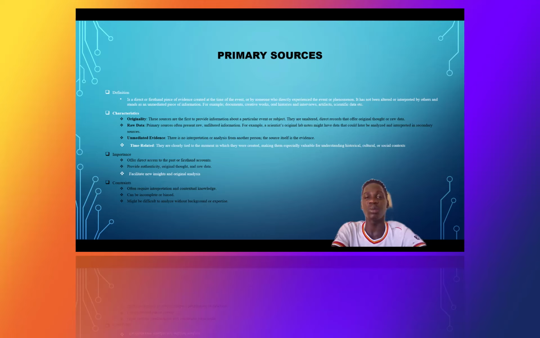Since the story is incomplete, or whatever I wanted to find out is incomplete, that becomes a negative part. Since it is the primary source, it is the first-hand information you have got. And then lastly, you have might be difficult to analyze without background or expertise. You get that? That's self-explanatory also.